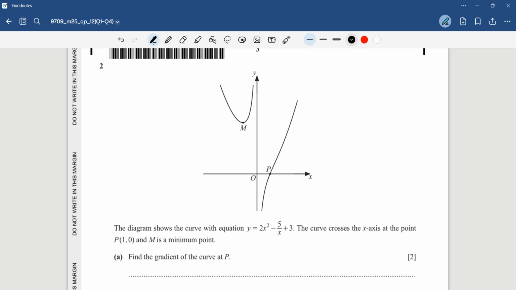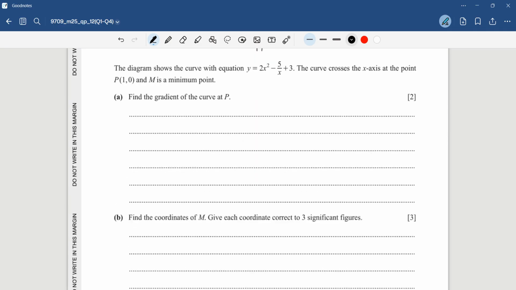For question number 2, the diagram shows the curve with the equation y equals 2x squared minus 5x plus 3. The curve crosses the x-axis at point P (1, 0), and M is the minimum point. Find the gradient of the curve at P. If we want to find the gradient, we will use dy/dx. So we differentiate this.